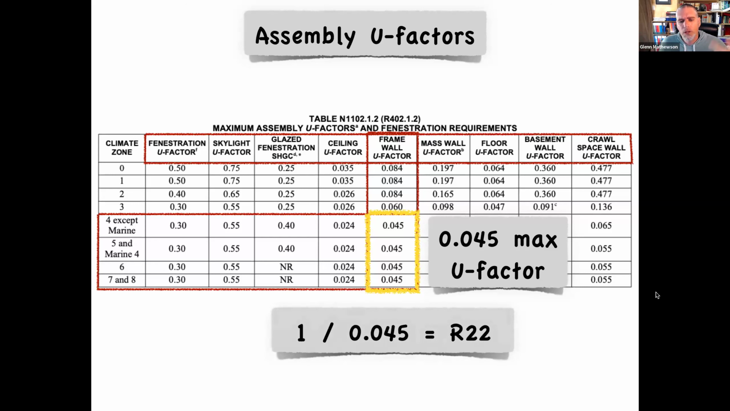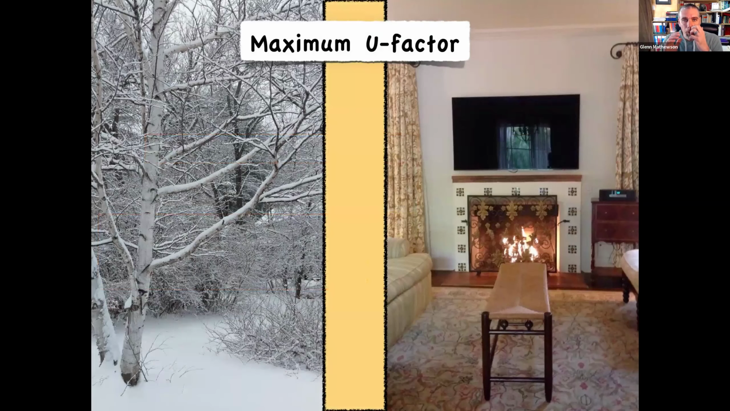All right, so if we looked at this from an R value standpoint, we would take the reciprocal of the U factor in order to get in our minds what an R value is. So if we look at a U factor of 0.045 maximum for this frame wall assembly, divide that into 1, and you can see it's an R22. But that is an R22 essentially for the entire assembly, not just for the insulation that's been put inside of it.